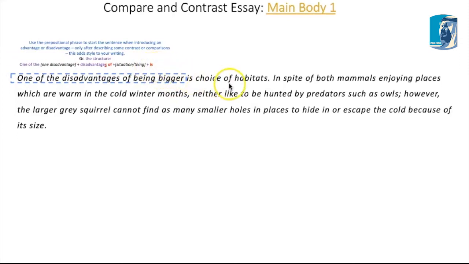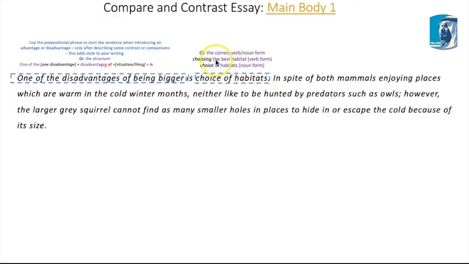So here is our disadvantage, choice of habitats. Here you can either, after the word "is," use the noun form of the word or the verb form. So the verb form could be "choosing," carrying the "ing." Some people will argue that this is actually the gerund because it follows the verb "is," but it's not in the continuous form. So the gerund form, using the "ing," "choosing the best habitat," or "choice of habitats" if you're going to use the noun form. So I've chosen to use the noun form here.